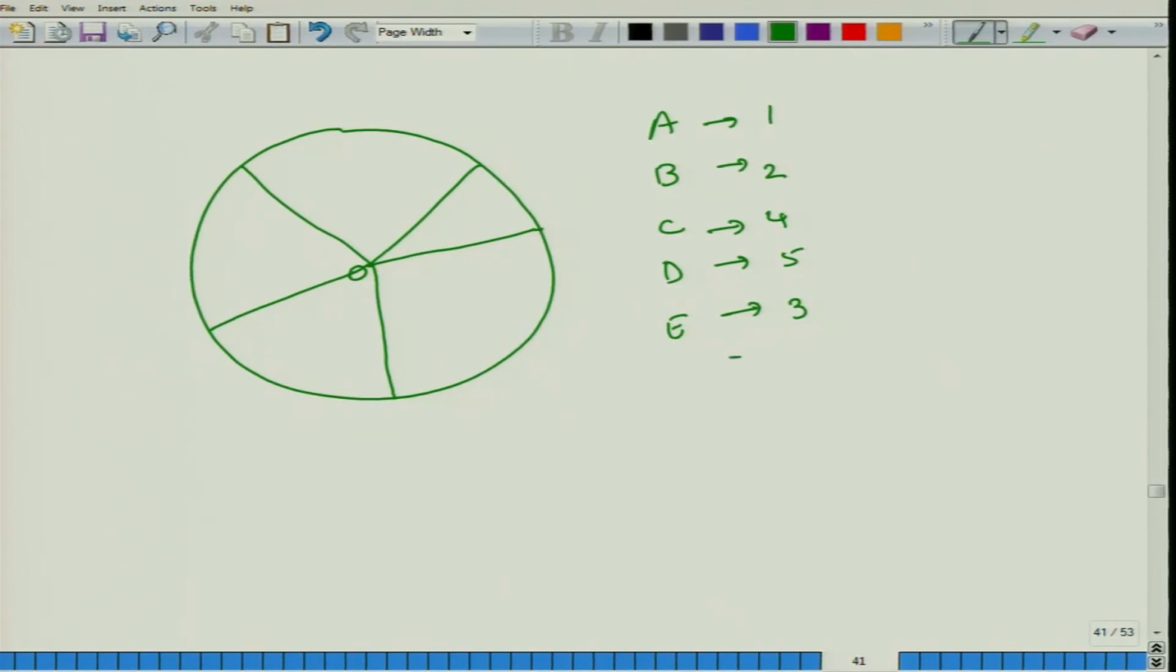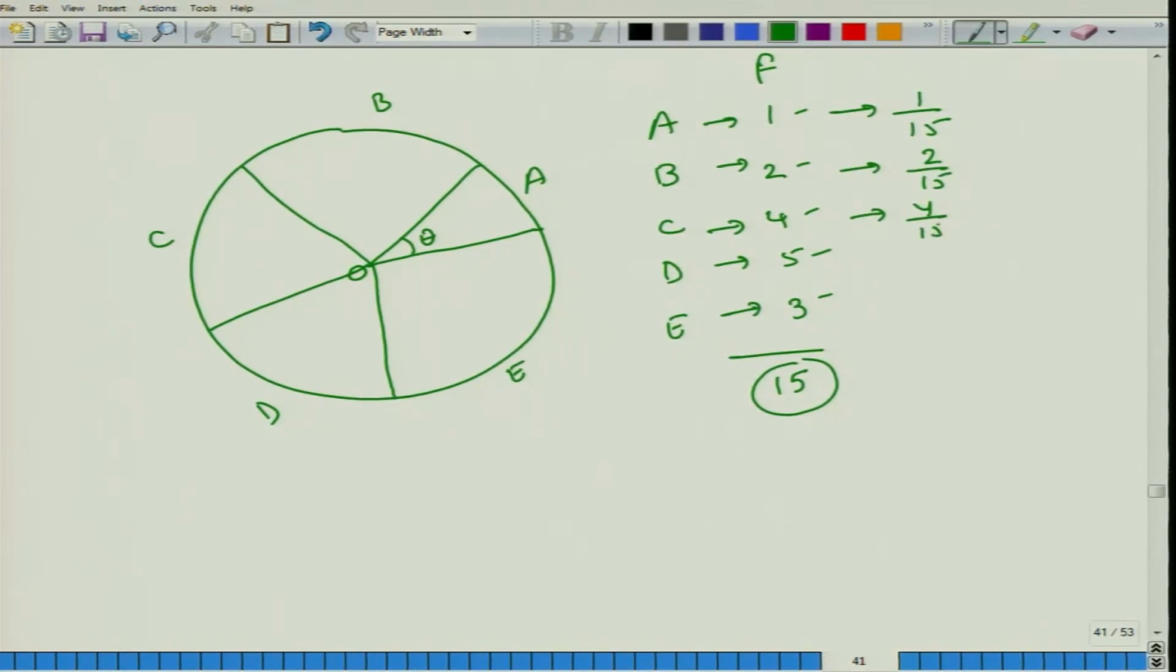So, what is the sum of all these values? These are the frequencies in which these data appear. What is the sum of it? So, you have 15. To find out the angle that is subtended by each of these A, B, C, D and E on the pie chart, we divide the frequency by this total 15. So, you have 1 by 15, 2 by 15, 4 by 15, 5 by 15 and 3 by 15.